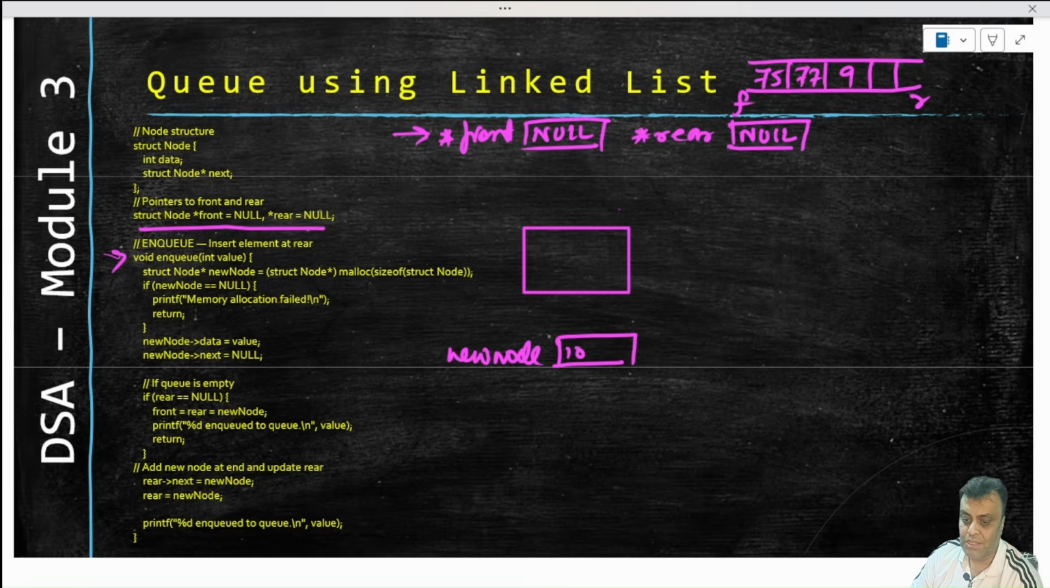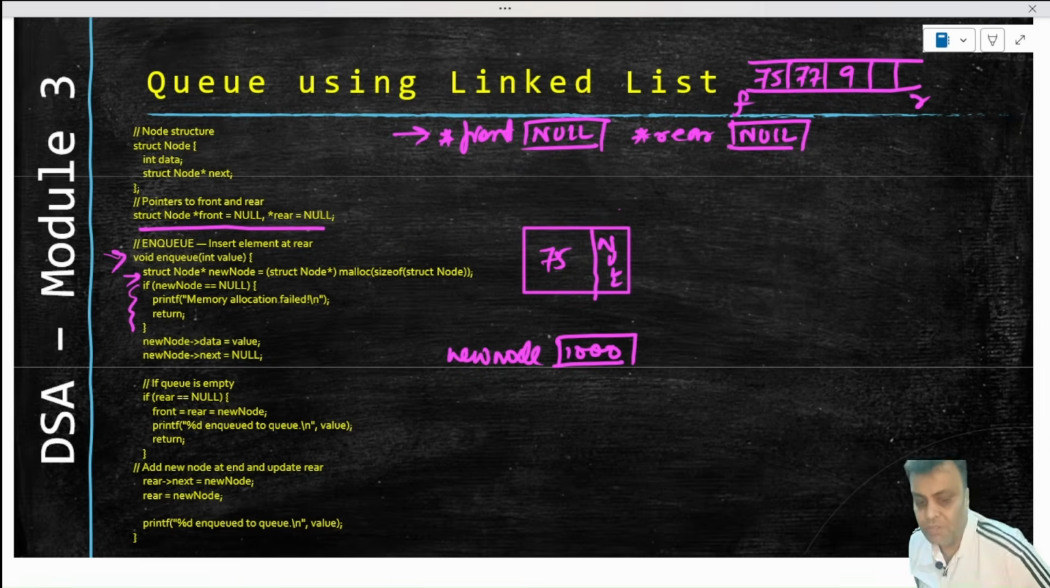So new node has 1000. Malloc gave us space, so new node has 1000. If the new node is failing, we will say some error. New node's data will be equal to 75, and new node's next will be equal to null. Right? Because that's all that we need to do. All we need to do is front and rear we will need to position to this particular new node.